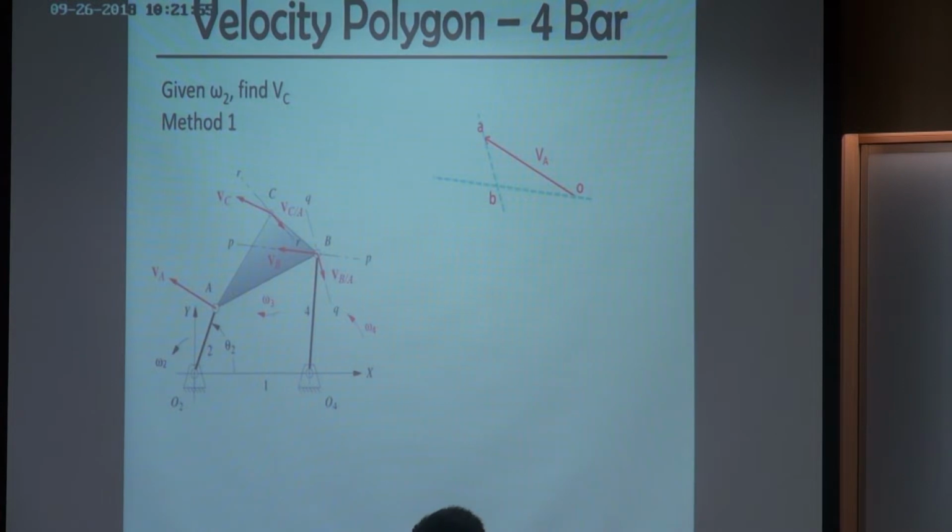Right now we use a graphical analysis. We always draw the first line, which is the known one. For example, we know omega 2 and we know the length of link 2. By multiplying the length of link 2 by the angular velocity, we can know the absolute velocity of point A. So we can draw VA first. We know its direction and its magnitude.